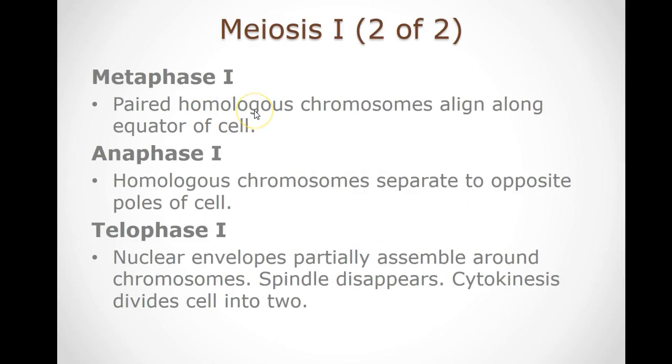In metaphase, they line up at the equator. In anaphase, the homologous chromosomes separate. In telophase, we put the nuclear envelope back around, and cytokinesis divides the cell in two. Okay, so again, the big difference here, I'll talk about crossing over, and I'm also going to talk about something called independent assortment, but that's a good overview for meiosis 1.